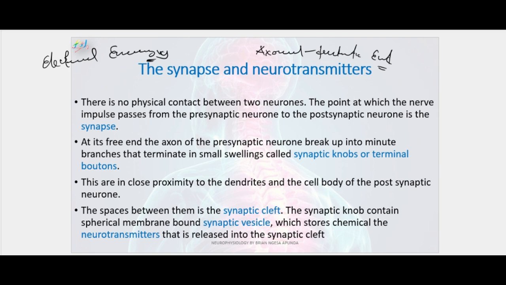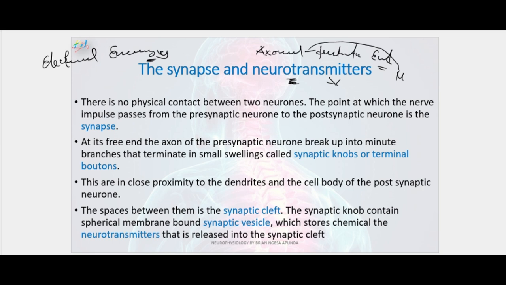For this communication to be complete in terms of neuron propagation, there needs to be some form of neurotransmitters. Neurotransmitters are chemicals that act as a relay tool for these neural impulses, chemically. They need to be there.